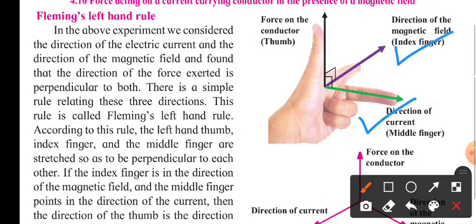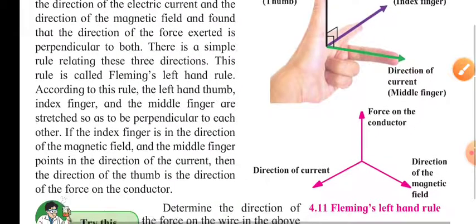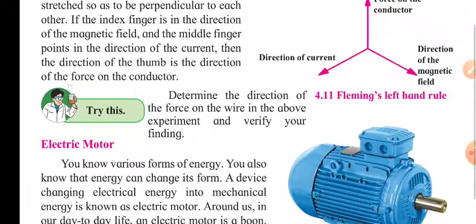The middle finger we arrange in the direction of the current, and the index finger in the direction of the magnetic field, that of the permanent magnet which we are using. Once we arrange these two, the stretched thumb will give you the direction of the force on the conductor once the current starts flowing. This is about Fleming's left hand rule.